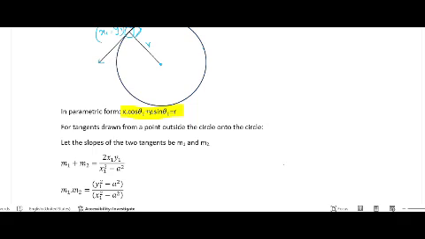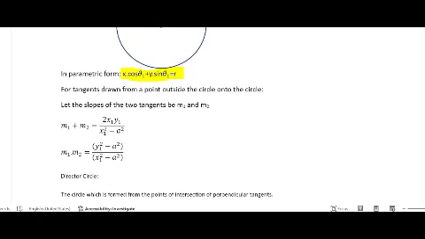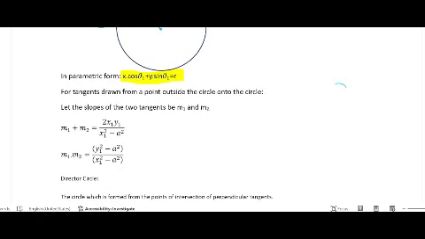Now moving on, for tangents drawn from a point outside the circle onto the circle. So for example, you are given that there is a circle. There is a point, say x1 comma y1, and they draw two tangents. Now from any point external to the circle, you can draw at most two tangents. So this is one tangent here, this is another tangent here. So these are two tangents which are drawn from the point.